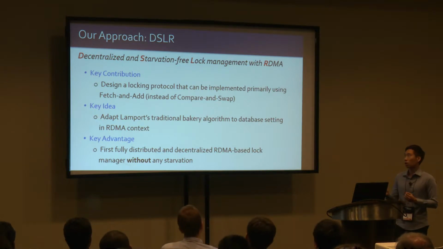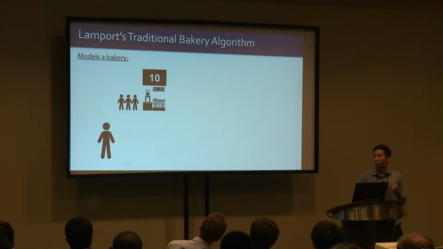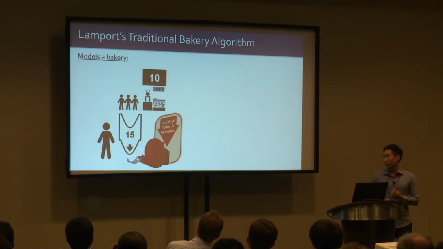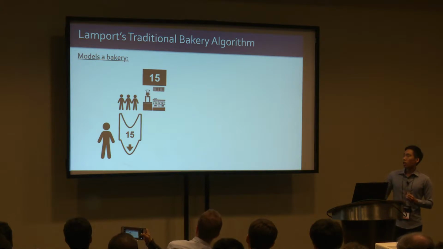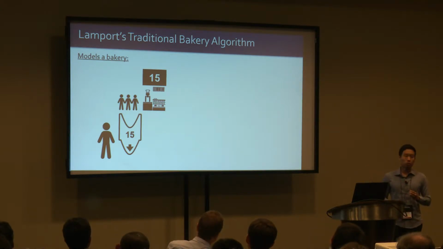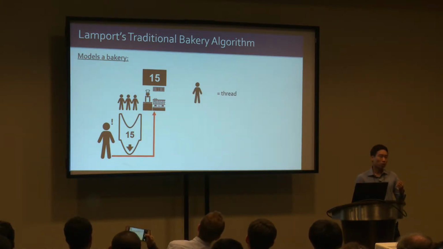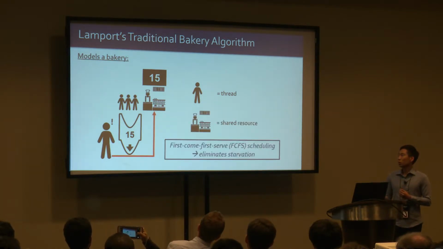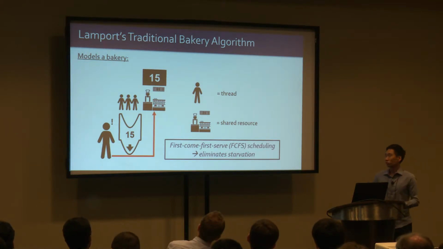Let's take a brief look at Lamport's bakery algorithm. It essentially models a bakery. When you enter the bakery, you get a ticket with a number on it. In this case, you have the ticket with the number 15. As the baker finishes serving other customers, the number at the counter will increase. As soon as you see that your number is up at the counter, you can finally go to the baker and place your orders. Here, the customers are equivalent to the threads in an application, and the baker can be seen as a shared resource. This algorithm provides fairness, which in turn eliminates starvation.